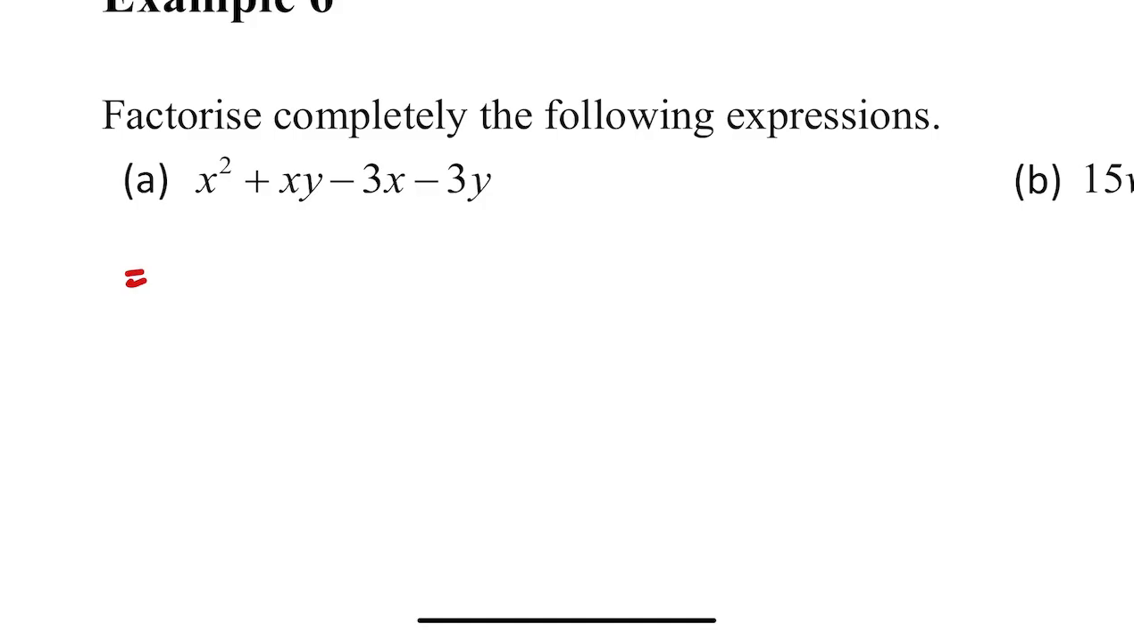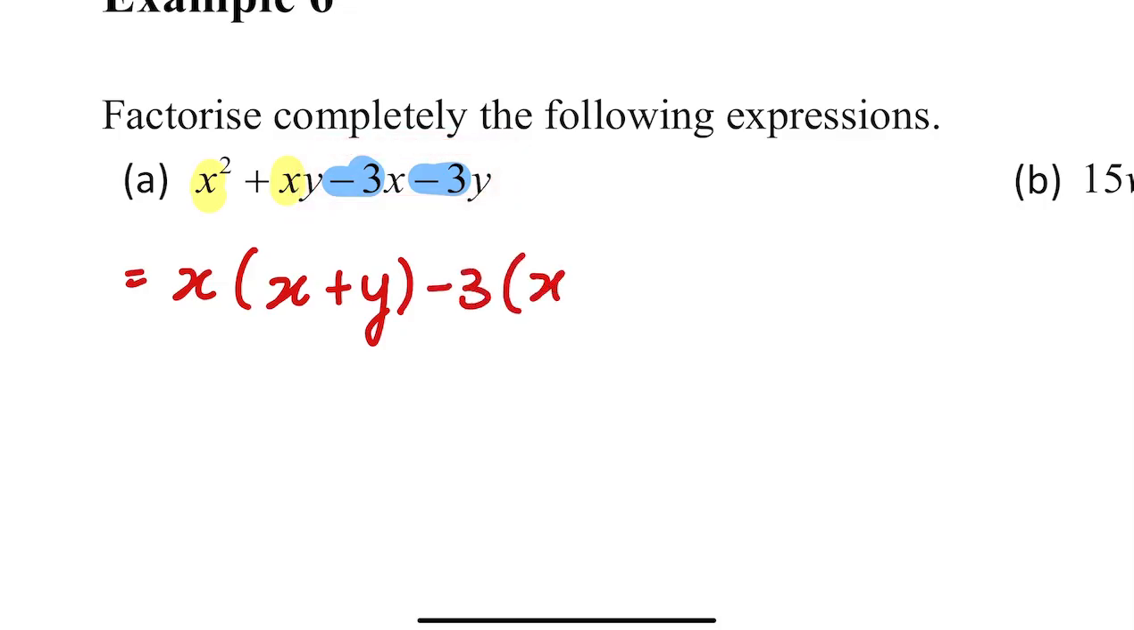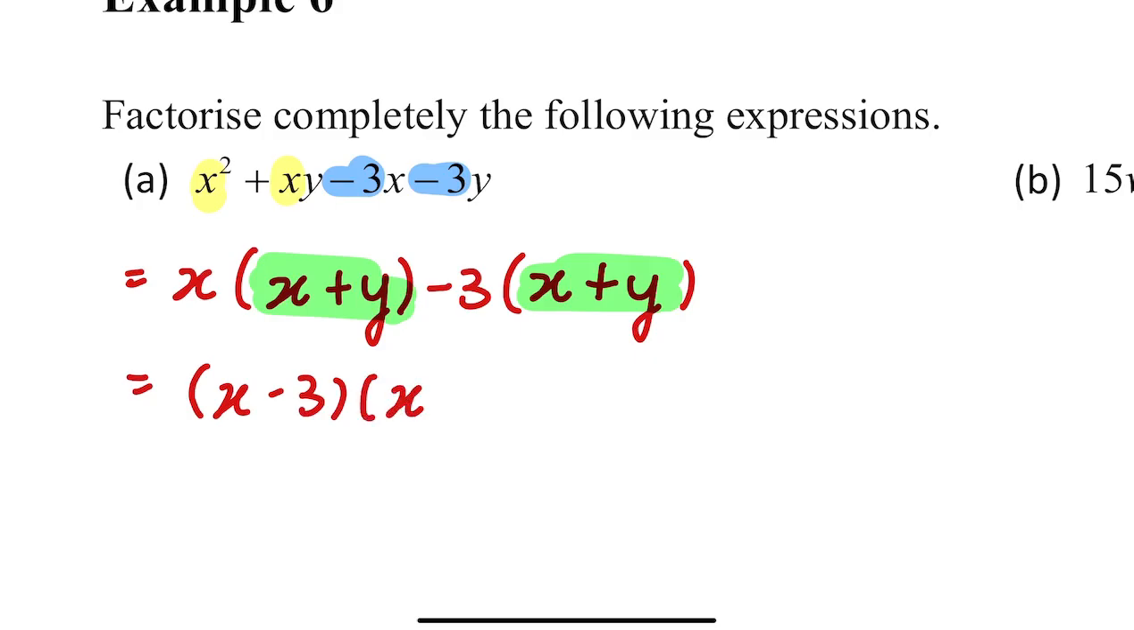First two terms here, x squared and xy, and I have negative 3x and negative 3y. By factorization, for the first two terms, take out x, I'm left with x plus y. Next two terms, I can factorize out negative 3, and I'm left with x, and negative 3y, factorize out negative 3, I'm left with positive y. Therefore, the final answer: I can now group them together since these two factors are the same, x plus y. I'm left with x minus 3 times x plus y.